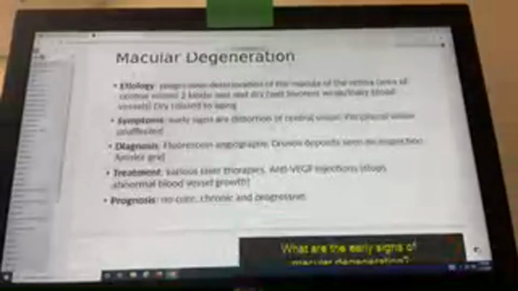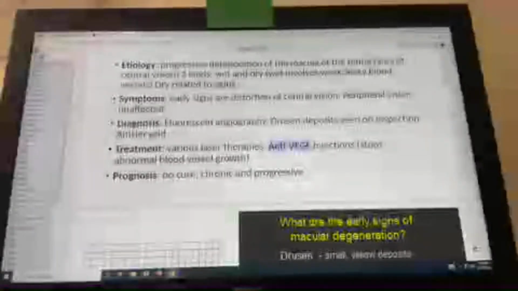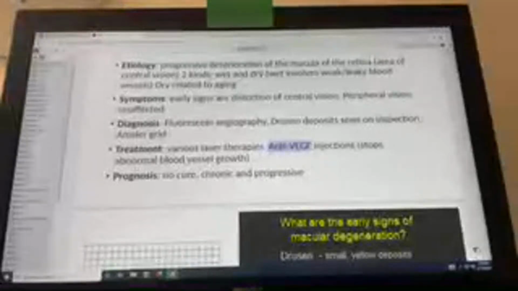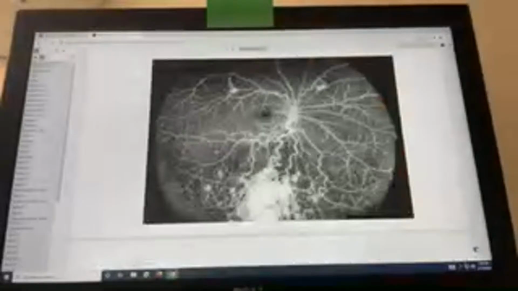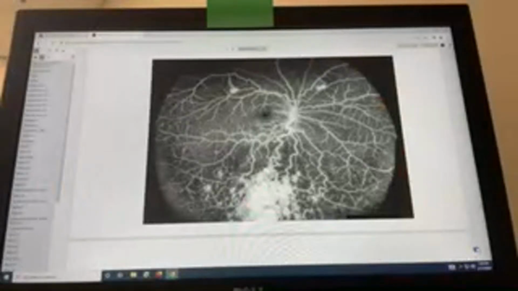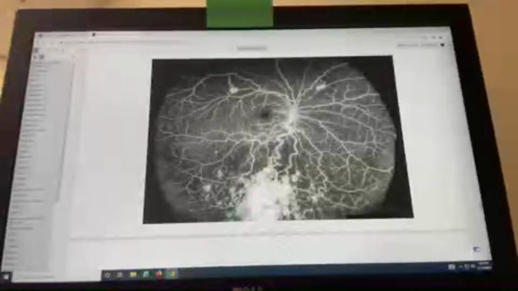Treatment-wise, there's a bunch of different laser therapies they can do to help. A common thing is an injection, it's a long word, which basically stops blood vessels from growing. Because what's happening here, for example, is you can see the blood vessels leaking and oozing. Really what those injections will do is stop the vessels from being so weak that they burst, okay? So that's all that matters with that.